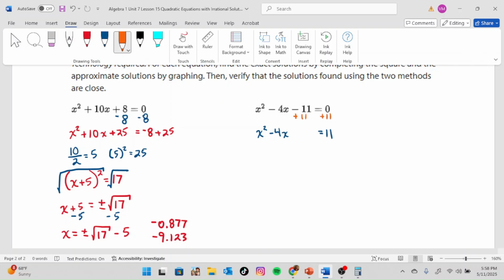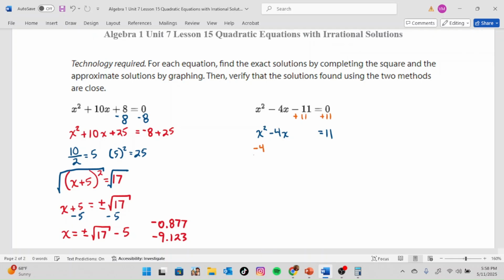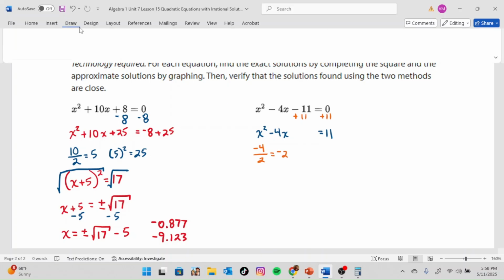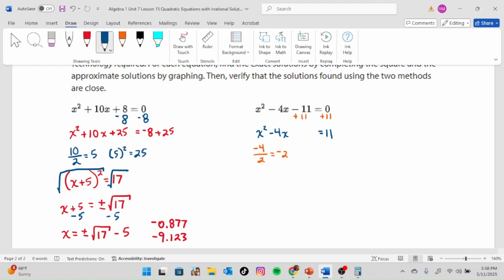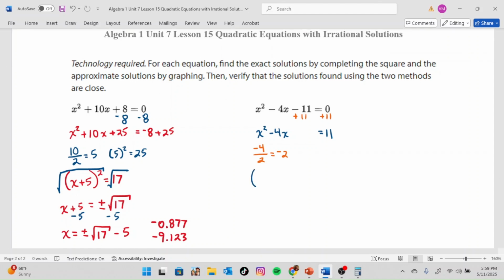The next step is to identify the b term, which is negative 4, and divide it by 2. This gives us negative 2. Now we know what to write in the factored form. X squared is going to be created by x times x, and the new c term is going to be created by negative 2 times negative 2. So we have x minus 2 squared on the left side.